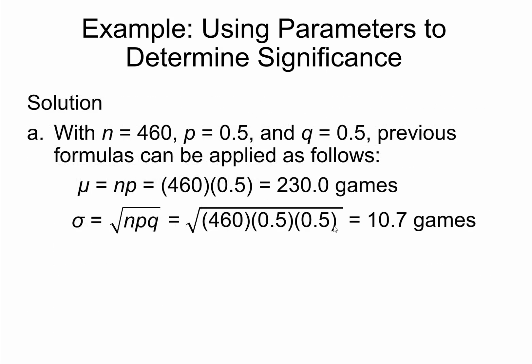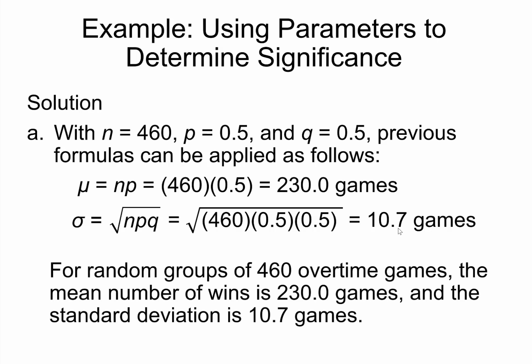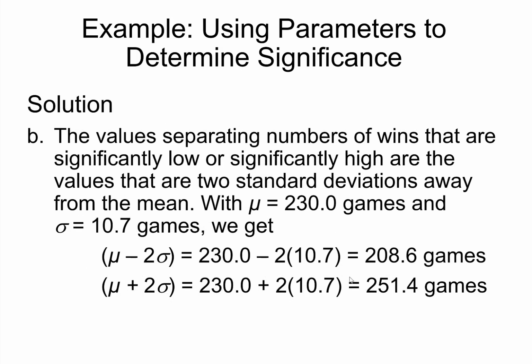Okay, so the mean and standard deviation, again, pretty straightforward. np, 460 times 0.5, so I would expect to get 230 games. And then npq, under the square root sign, I take 460 times 0.5 times 0.5, and then take the square root, and I get 10.7 games. So for a random group of 460 overtime games, the mean is 230 wins, and the standard deviation is 10.7. And let's do our significantly high and significantly low.